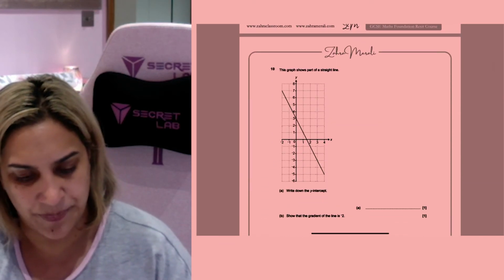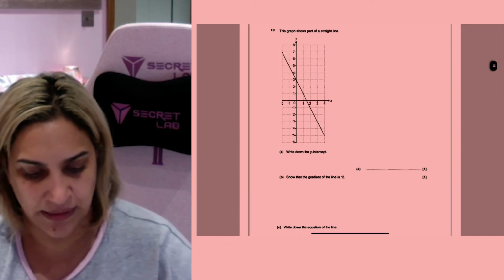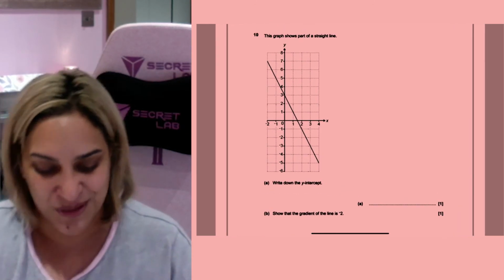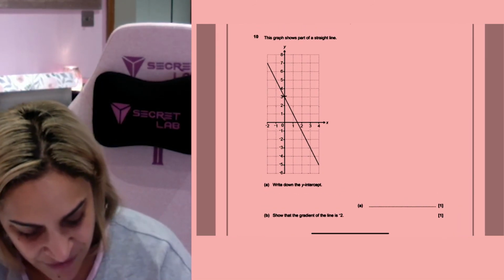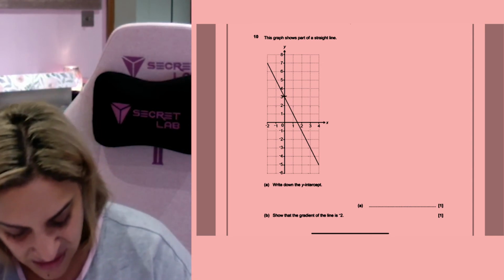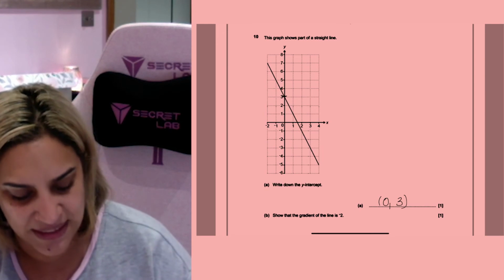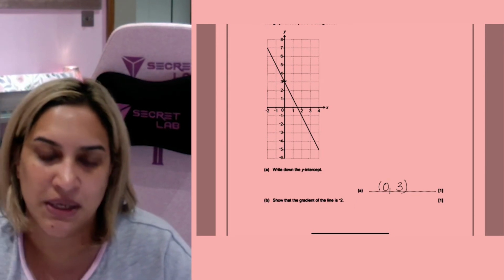Right, next one. We've got a straight line. And we've got to write the y-intercept. So where it crosses the y-axis. Really straightforward. It's 3. So it's when x is 0, y is 3. And then it says show the gradient is -2.